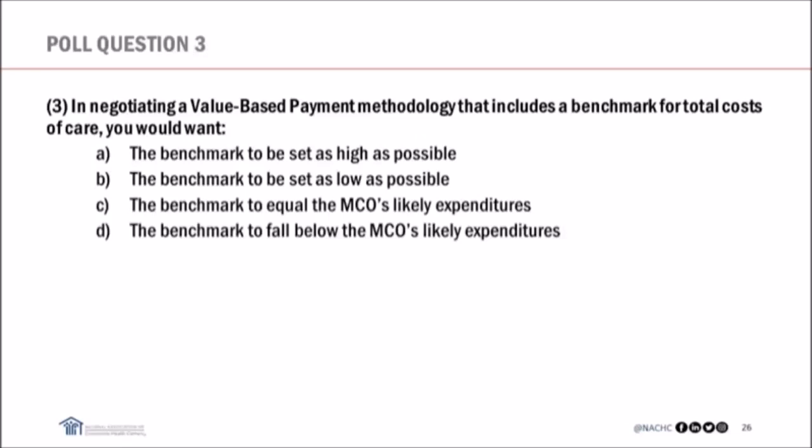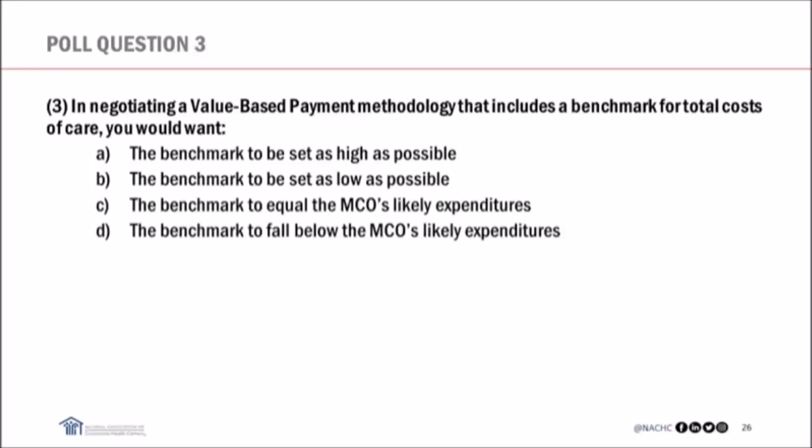I had a health plan that was trying to create an MLR somewhere around 76% of claims. That's pretty low. And if a health center was already, for the population, around that amount or below it, then the health center would not have been able to generate any savings under the benchmark and earn any savings. So it's helpful to you that the benchmark is set as high as possible, not as low as possible, and you don't want it to be equal to the likely expenditures, and you certainly don't want the benchmark to fall below the MCO's likely expenditures either. You want the benchmark pumped up as high as possible to generate potential savings.